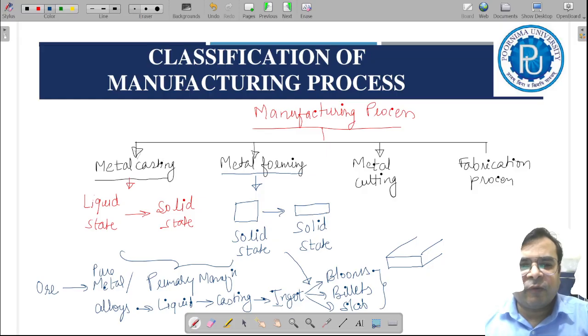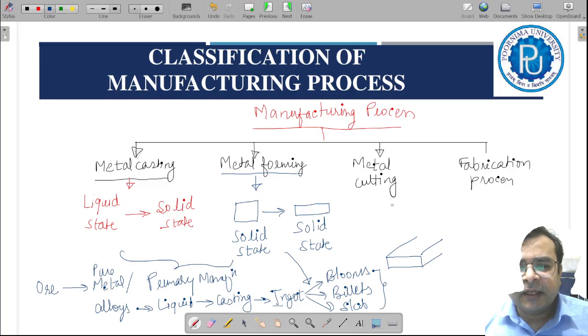Without performing metal casting and metal forming, you never get an appropriate shape which can be used for any engineering application. And I can say blooms, billets and slabs are also raw material for a particular process or for a particular application. Is it right? So these two processes are mandatory to perform. That's why they are called primary manufacturing processes.